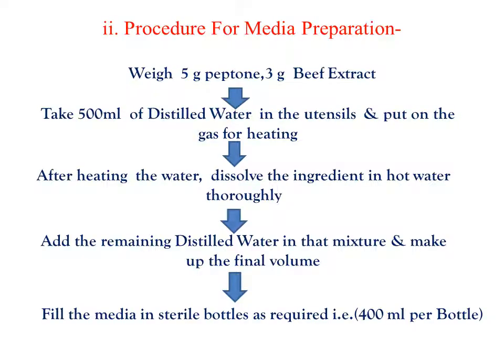When we are going to maintain the culture, we have to add agar at 15 grams per liter of water. This is the procedure of media preparation, where you weigh all the ingredients on an electronic weighing balance. We take 500 ml, that is half the quantity of water, in a utensil and make the water a little warm to dissolve all the ingredients easily. After heating the water, dissolve the ingredients thoroughly. Add the remaining distilled water to the mixture and make up the final volume, which may be 1 liter, 2 liters or 10 liters. Fill this media into sterile bottles as required. We are going to fill 400 ml per bottle.